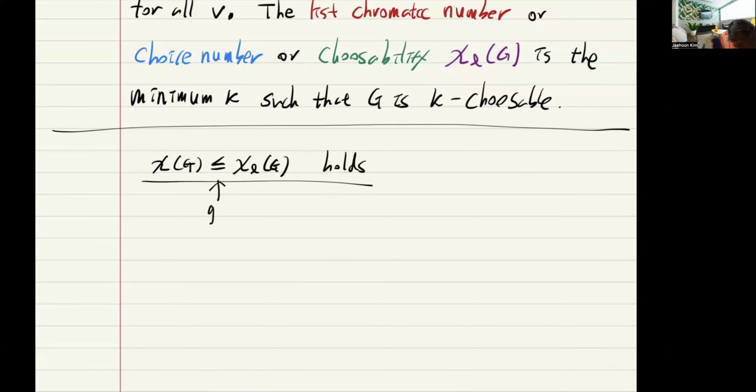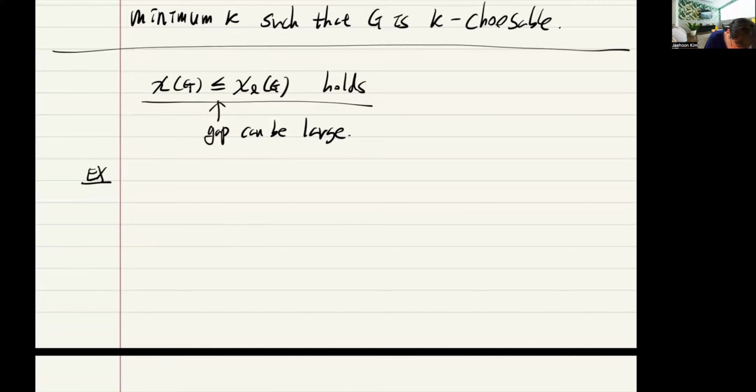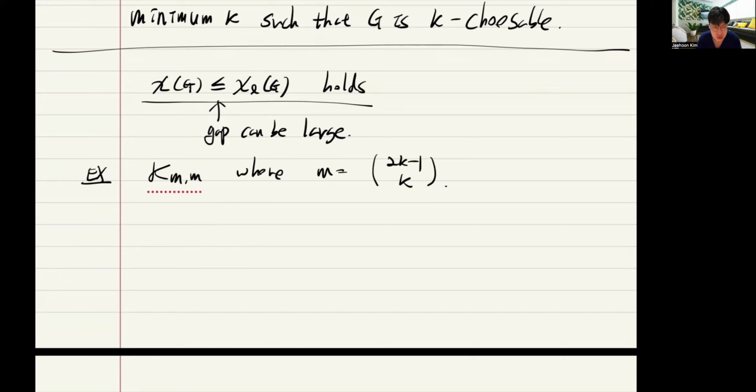However, again, this gap could be large. This gap can be arbitrarily large. So let's consider one example. Consider a complete bipartite graph K_{m,m}, where we choose m as (2k-1 choose k). Then what's its chromatic number? The chromatic number is 2, since this is a complete bipartite graph. Right? Okay, then what's its list chromatic number?